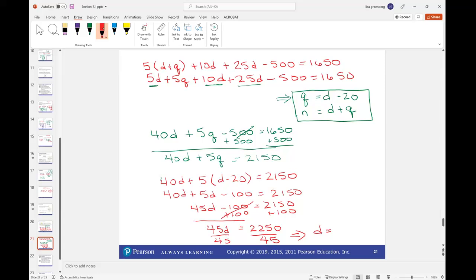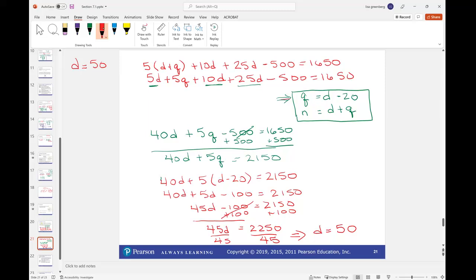Just give me 1 second. Let me actually get my calculator out for this, so I don't make any mistakes. So 2250 divided by 45 equals 50. So that means I now know I have 50 dimes. Once I know how many dimes I have, I'll write it out here. So I have 50 dimes.